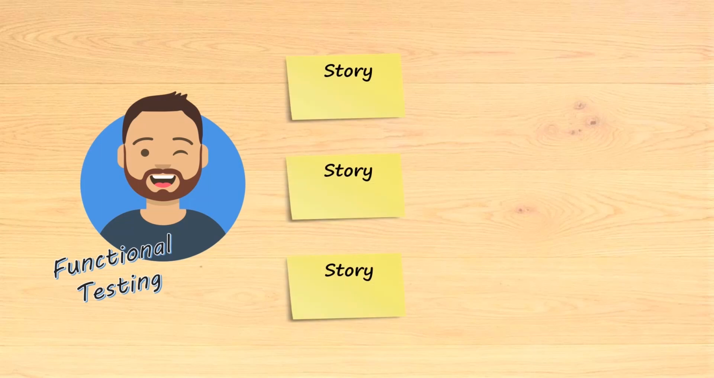Meet Bill. Bill is one of the Bears and is specialized in functional testing. Bill is running some tests in some of the stories that the team is developing. While he was running those tests, Bill found some errors related to those.